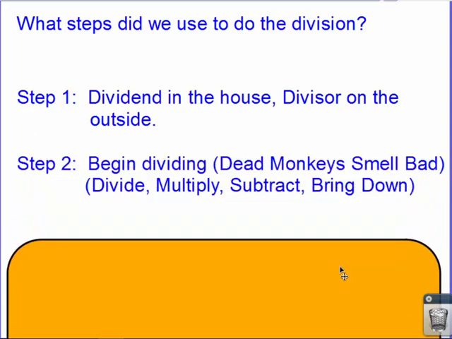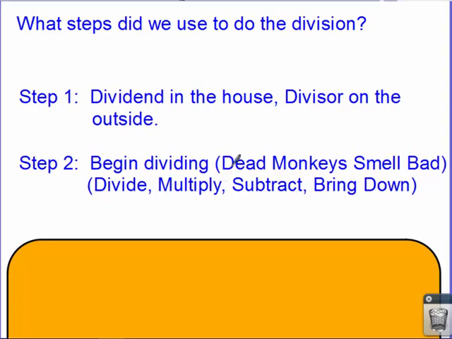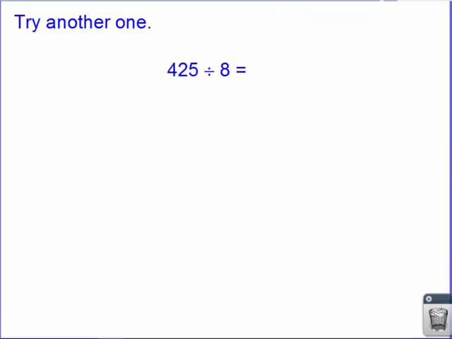We begin dividing. Now, I like using a little acronym to help us called Dead Monkey Smell Bad. Okay, what that stands for is divide. The D stands for divide. The M stands for multiply. The S stands for subtract. And then the B stands for bring down. Okay, so we divide our number, we multiply, we subtract, and we bring down. Okay, so let's try that again.